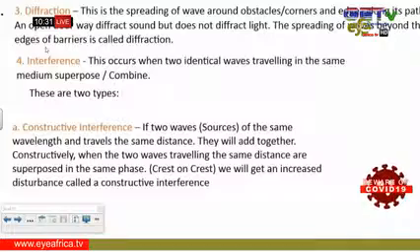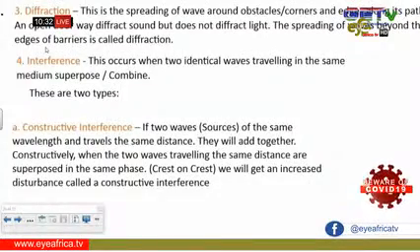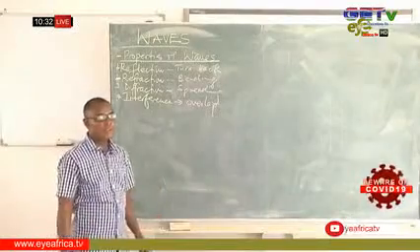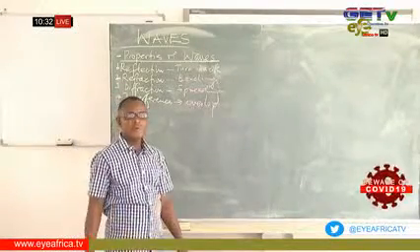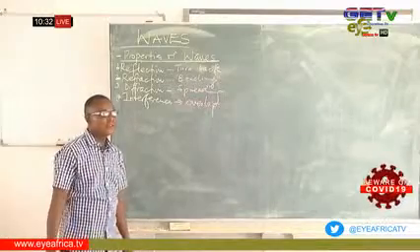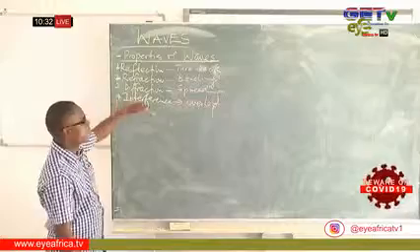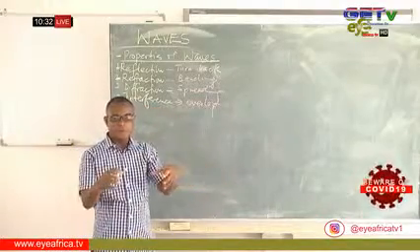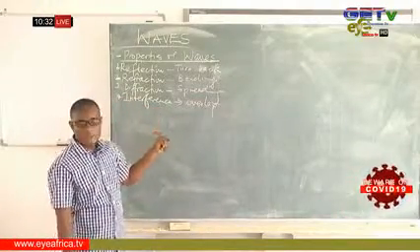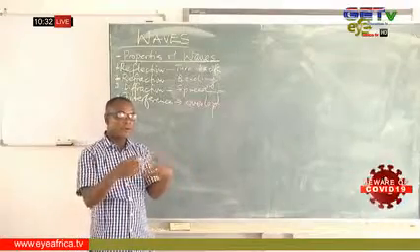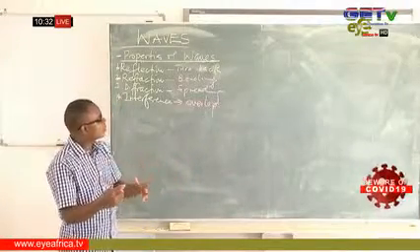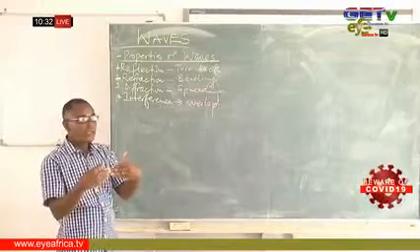Now we have the next one, which is interference, the fourth one. We have 1, 2, 3, and 4. The fourth general property, the final general property of waves, is interference. What's interference? We said it occurs when two identical waves traveling in the same medium superpose, combine, or overlap. So if I'm going to have interference, then I must have two waves coming together. The two waves come together, they are identical in nature, and they will overlap. When they overlap, they are going to interfere.